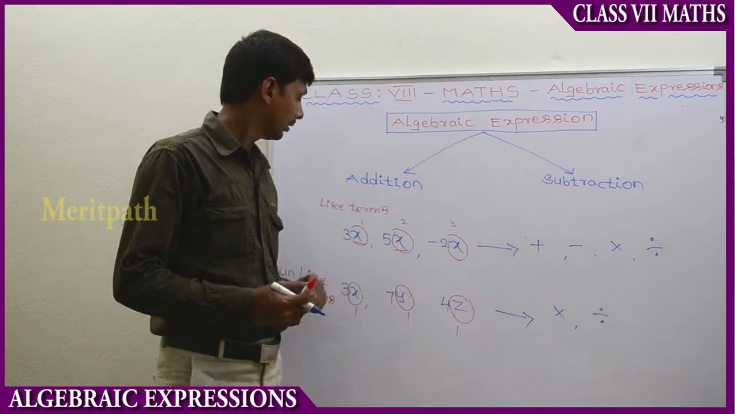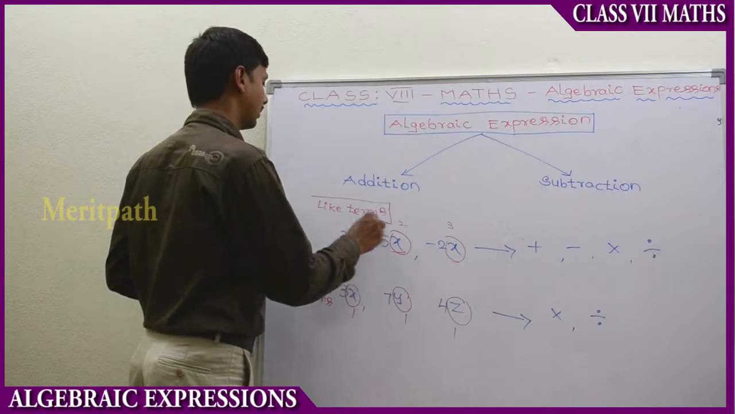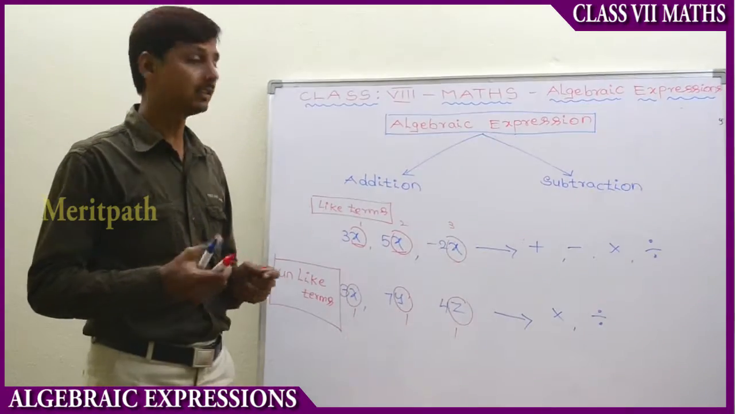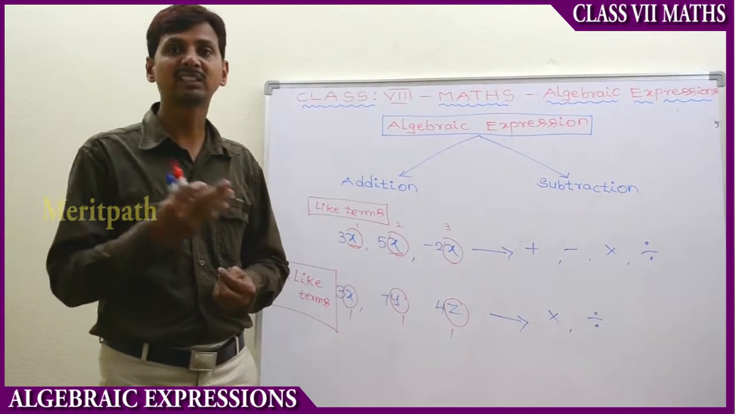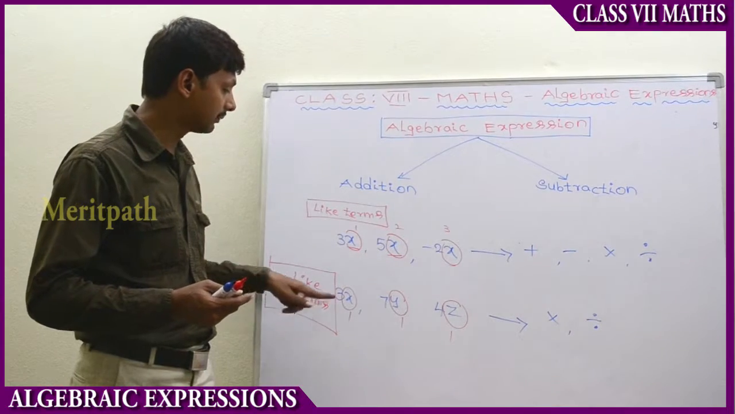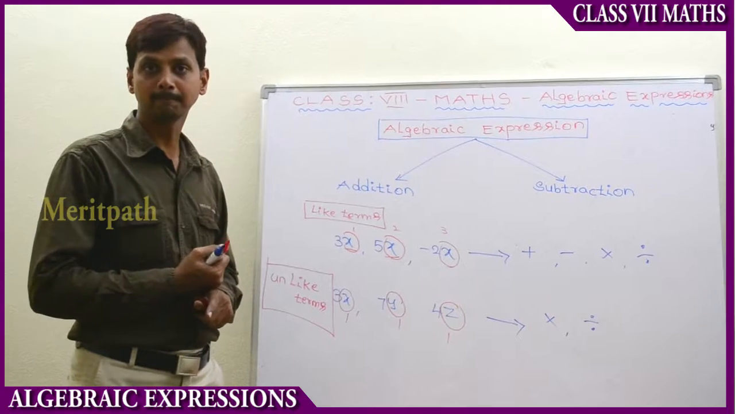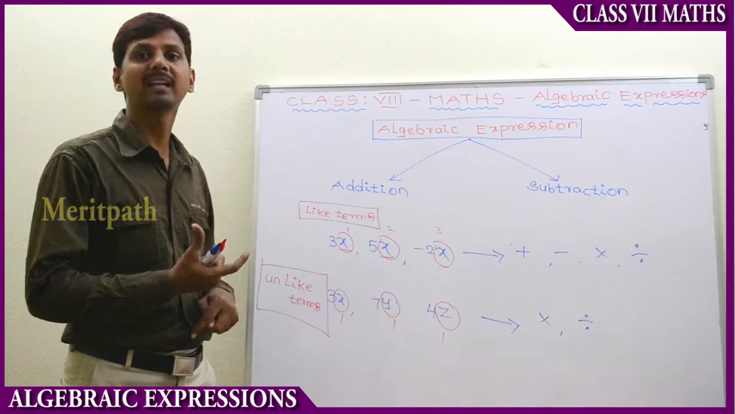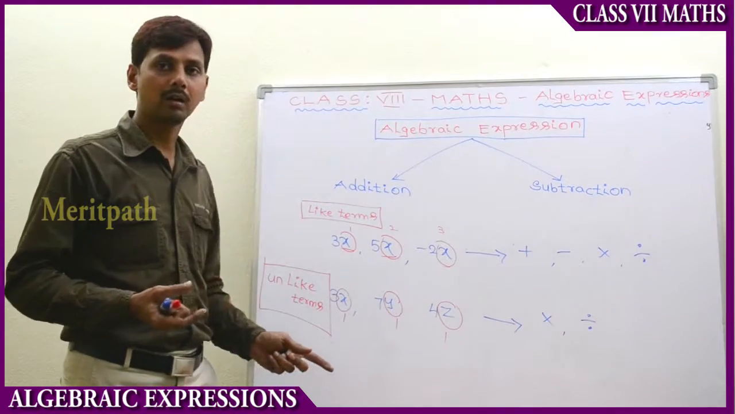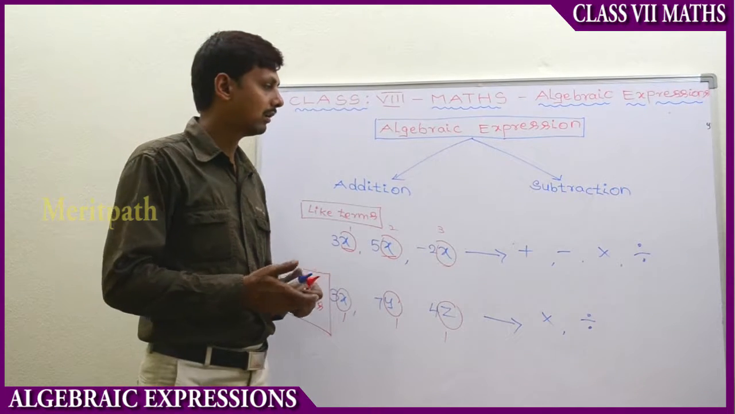So here what we understood is like terms and unlike terms. For like terms, all four arithmetical operations we can do: addition, subtraction, multiplication, division. But for unlike terms, we can do just multiplication and division. If we try to do addition or subtraction, we get the same thing as the question, the same terms that are present.